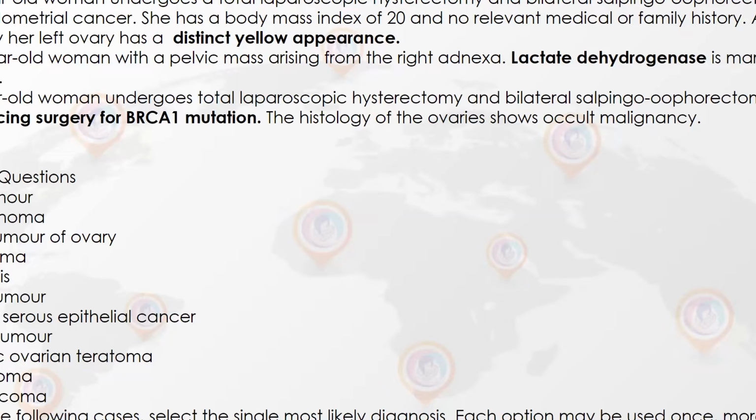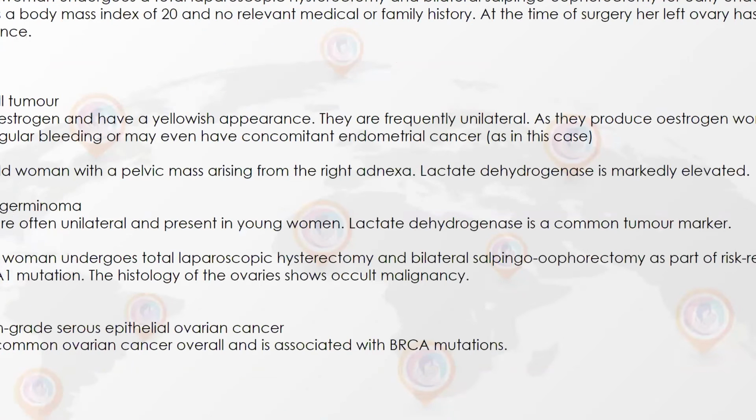Histology of the ovary shows occult malignancy. So this is a RRSO for BRCA1. So what will be the malignancy associated? Now we'll have a look at the answers.